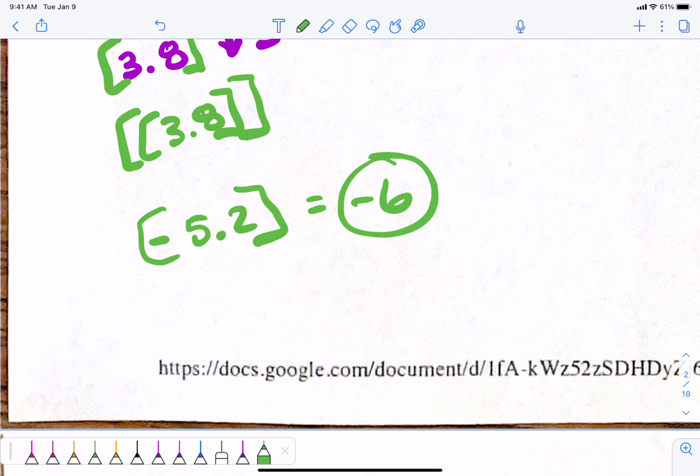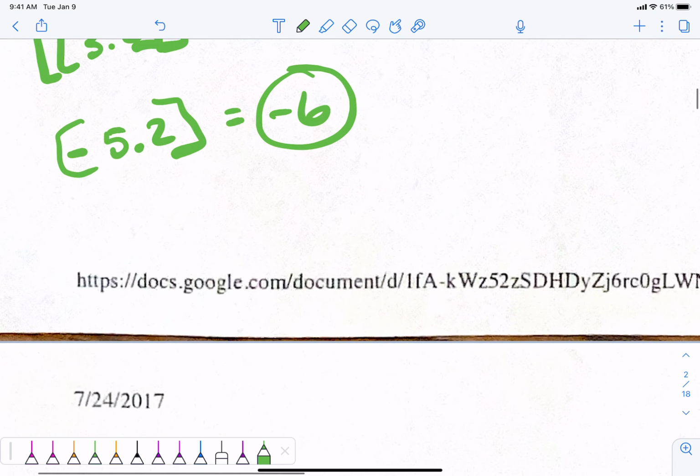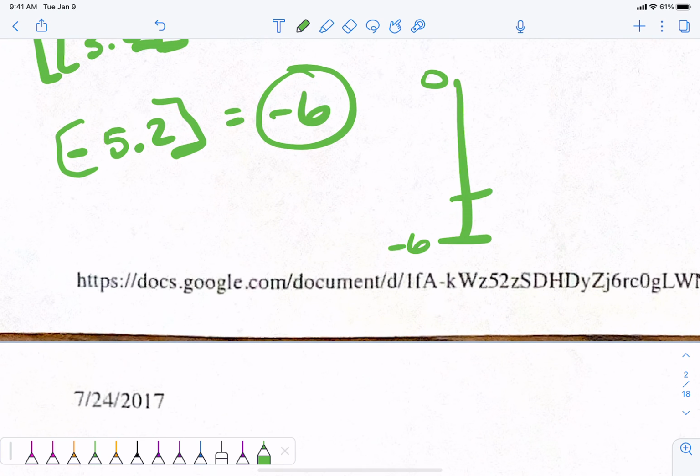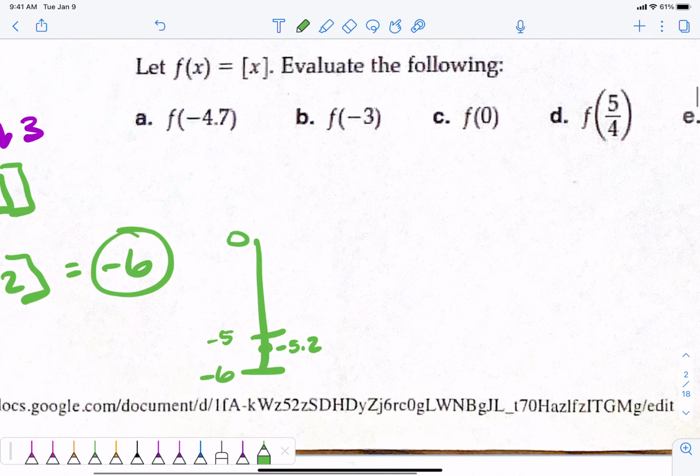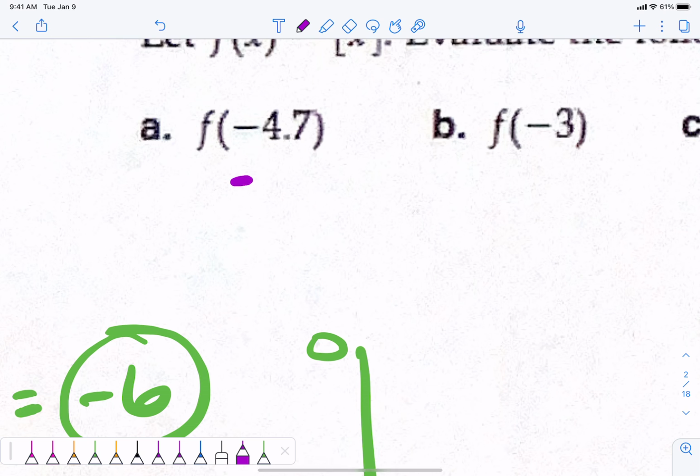So when it's negative numbers, think of a number line. Here's where 0 is, here's where negative 6 is, here's negative 5, negative 5.2. We're going to round down to negative 6, right? But it's weird. So negative numbers you kind of have to think about because they automatically give you weird things. All right, so here we go. Greatest integer of negative 4.7? Negative 5.